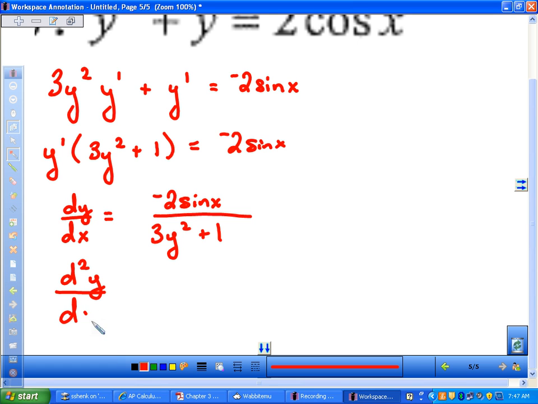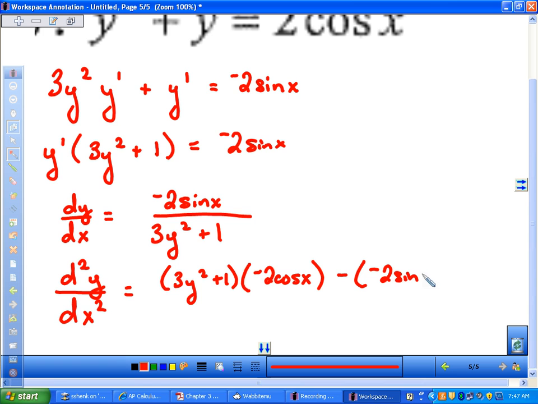So our second derivative, d2y with respect to x squared, would be, okay, what is our quotient rule? Denominator times the derivative of the numerator minus numerator times the derivative of the denominator. Good. So 3y squared plus 1 times the derivative of the numerator. What's the derivative of sine? Cosine. Times negative 2. Negative 2 cosine x. Minus the numerator, negative 2 sine x, times the derivative of the denominator.